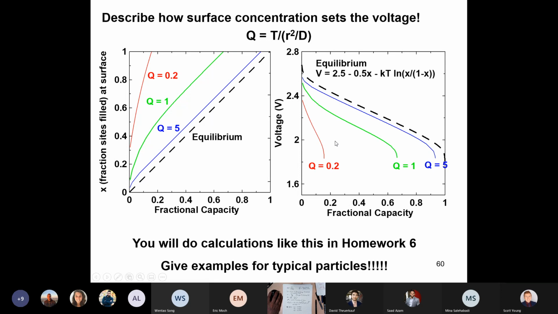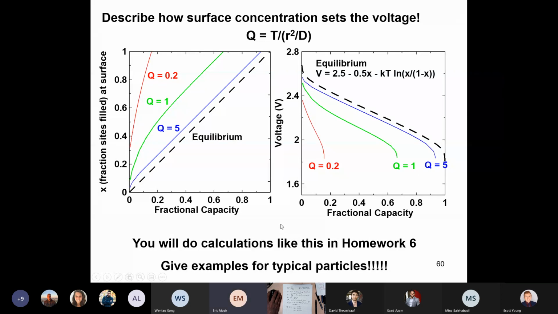They're really useful to be able to do because it gives you an estimate of what should happen to the voltage curve if you're in this solid state diffusion limit and you're just going too fast. Okay, any questions about that? All right, so you'll do examples like this in homework 6. Calculations like this in homework 6, sorry.